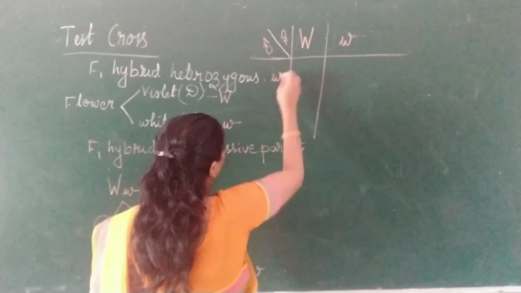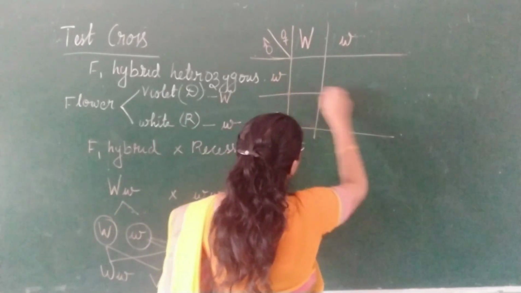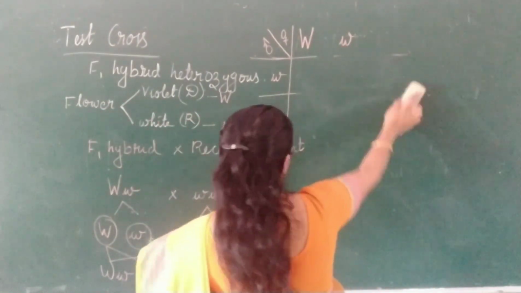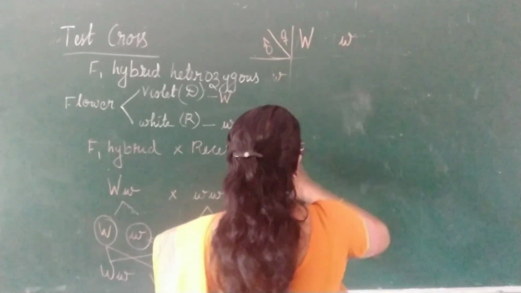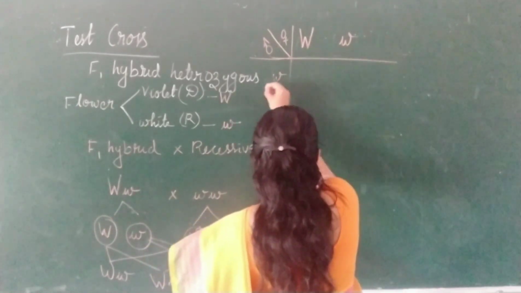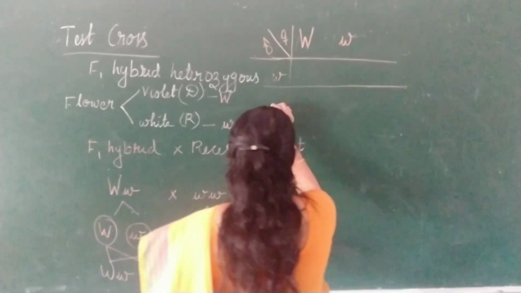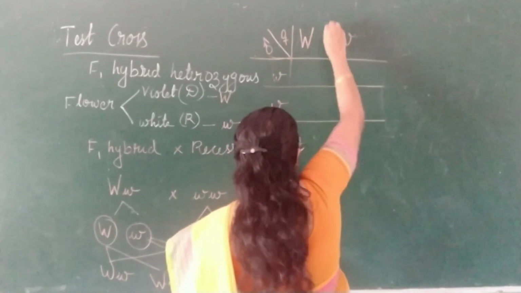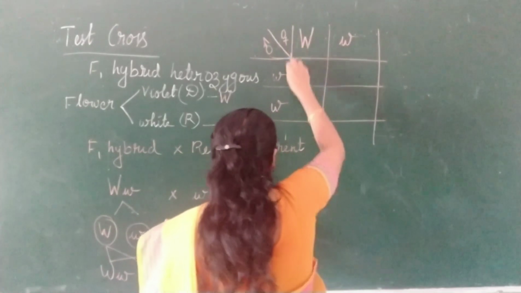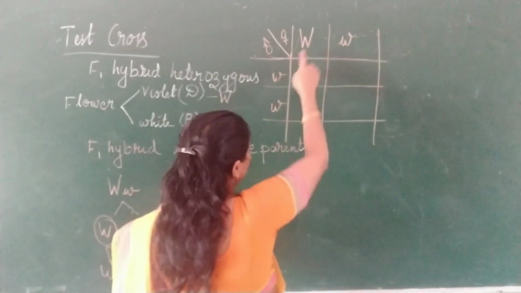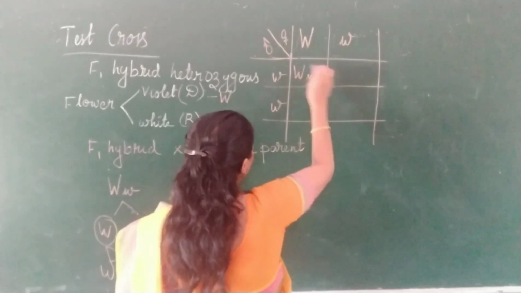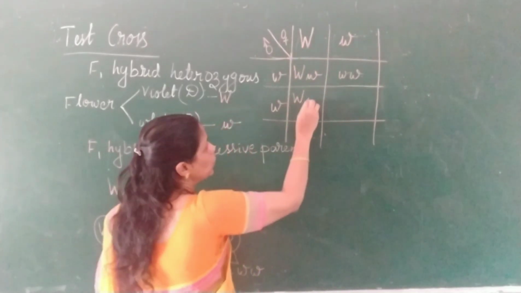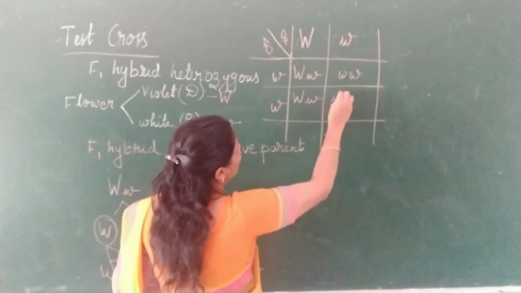And the recessive parent will be what? Both will be having small w. So here, what will be this? Capital W and this small w, right? Now this small w, both are small w here. Here it will be again capital W, small w, and here it will be both small w, small w.